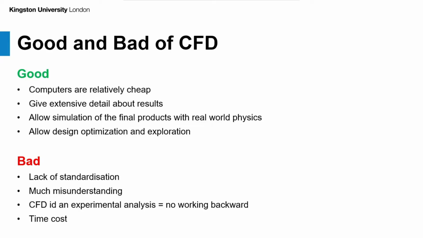On the good side, we use a computer, which is really cheap these days, to be honest, and we can get extensive detailed results from it. It also allows us to run the simulation on the final product with real world physics to predict how it will perform in reality. Another benefit is design optimization, which is really important. We can check the results, come back, amend the design, and then run it again to see the impact of those changes.